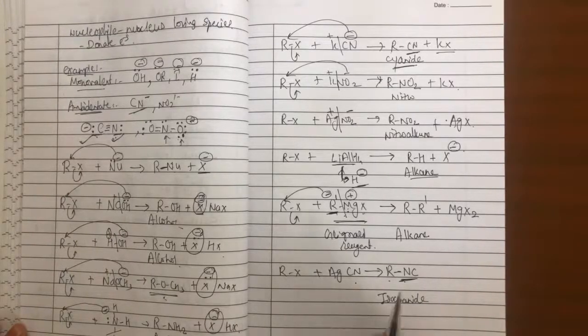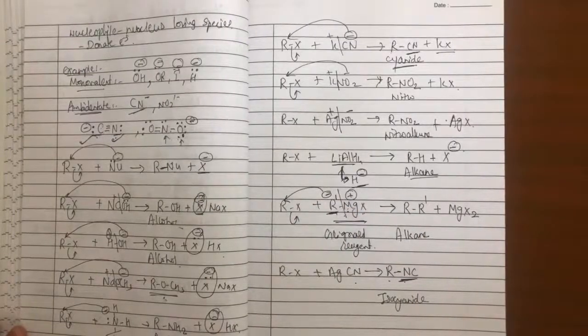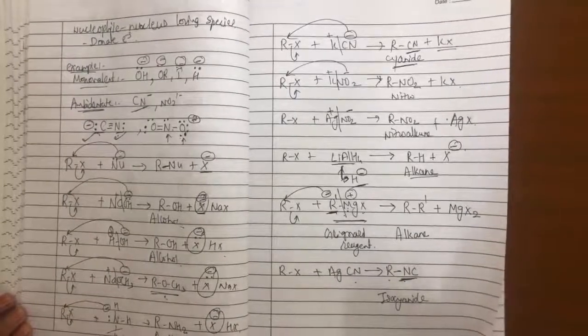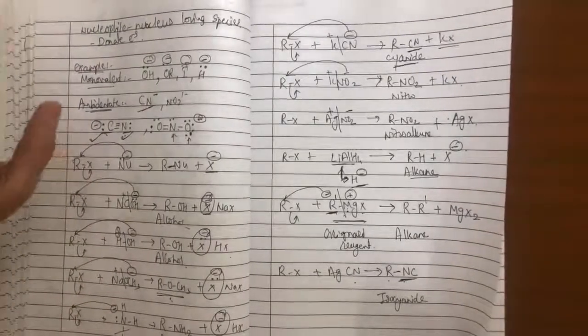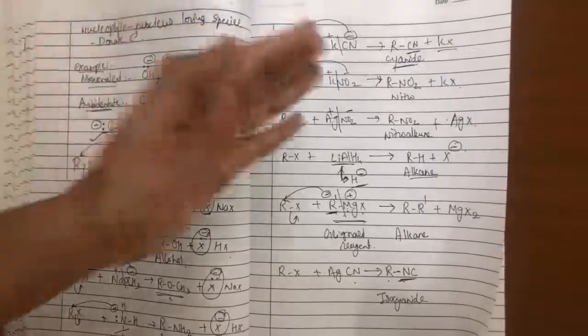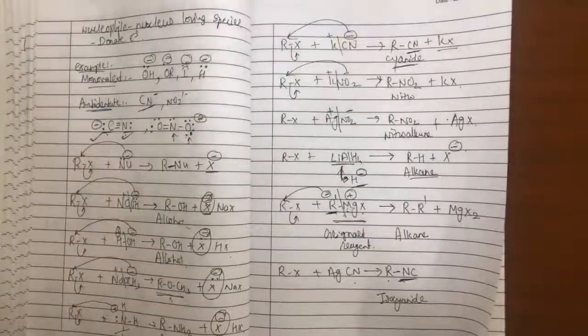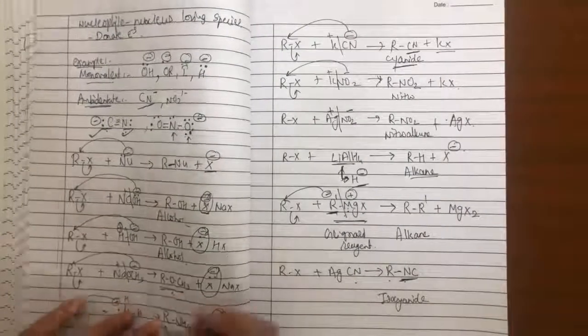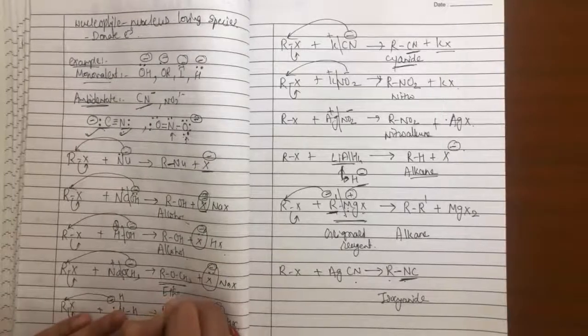Here in case of AgNO2 we are getting nitroalkane. That's it. So these are the different types of nucleophile when they attack a haloalkane chain. The types of products which we are getting are cyanide, nitro, then alkane, isocyanide, alcohol, ether, amine. So these different products we will get.